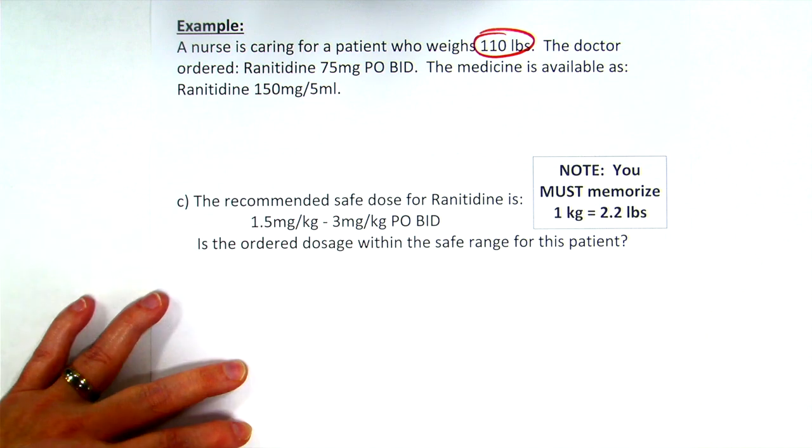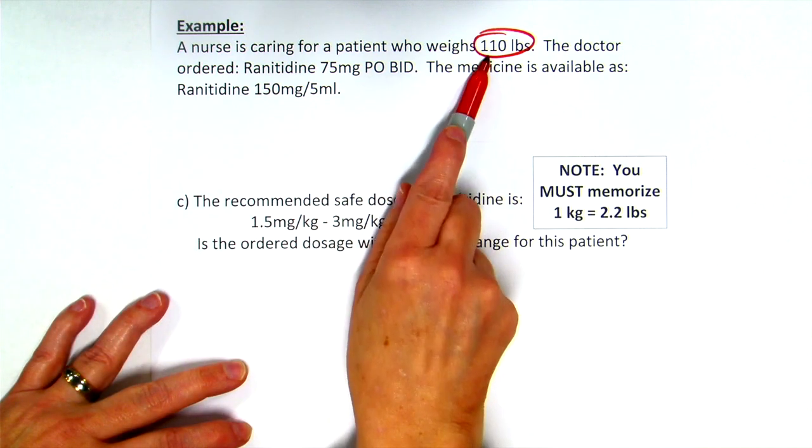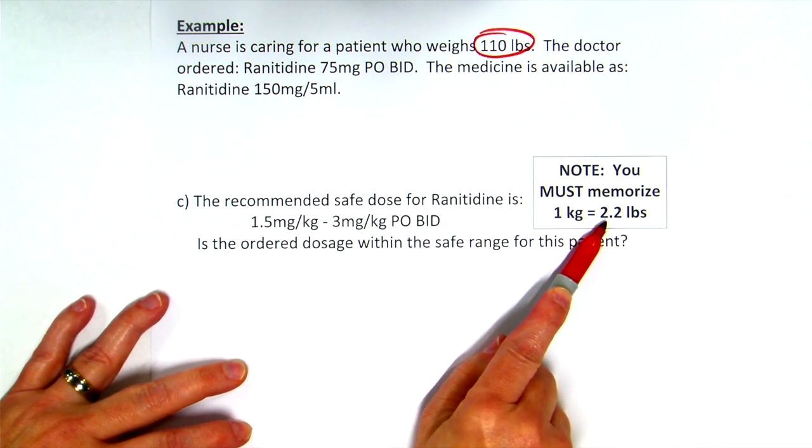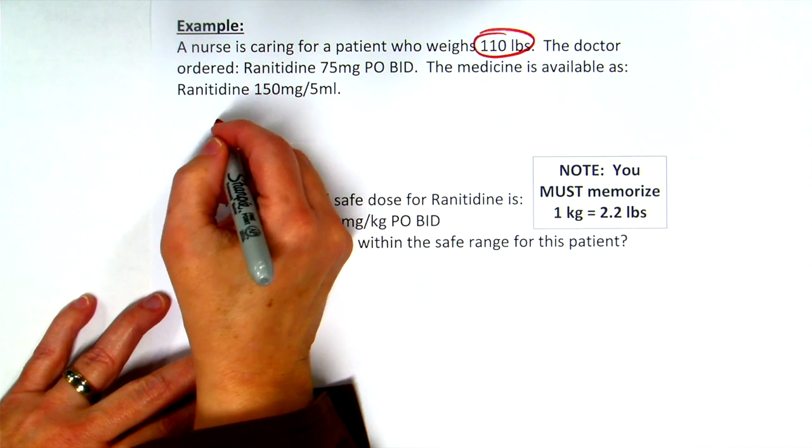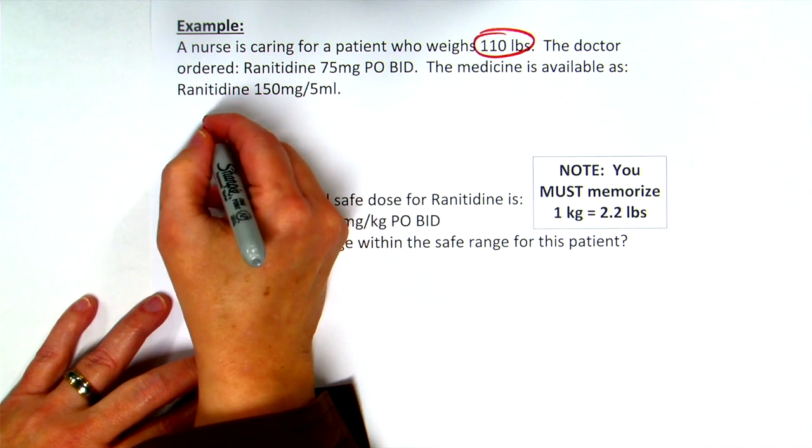And again, some of you are just going to realize that you're supposed to take 110 divided by 2.2, and that's going to give you your kilograms. But for those that do not see that easily, we can use the unit analysis.